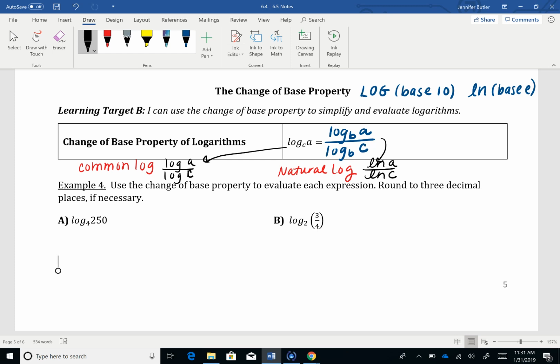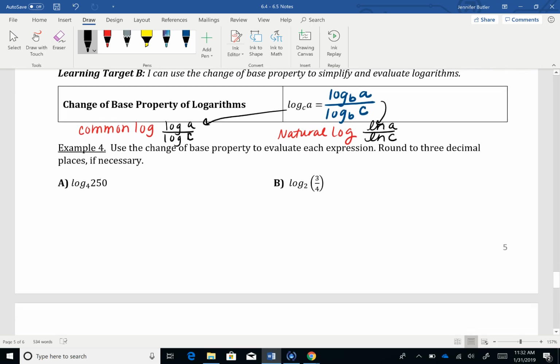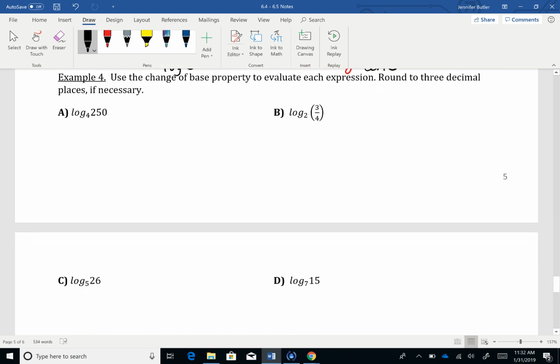So it just kind of depends what you're in the mood for, whether you want to use common log or natural log, because you can use either of them and you'll get the correct answer as long as you do this correctly. So example 4, use the change of base property to evaluate each expression, round to 3 decimal places if necessary. Okay, letter A says the log base 4 of 250.